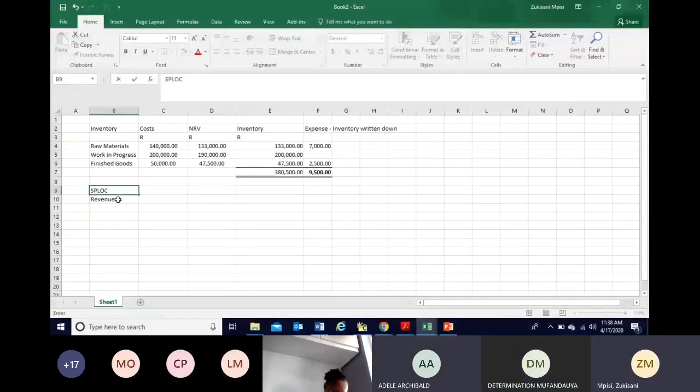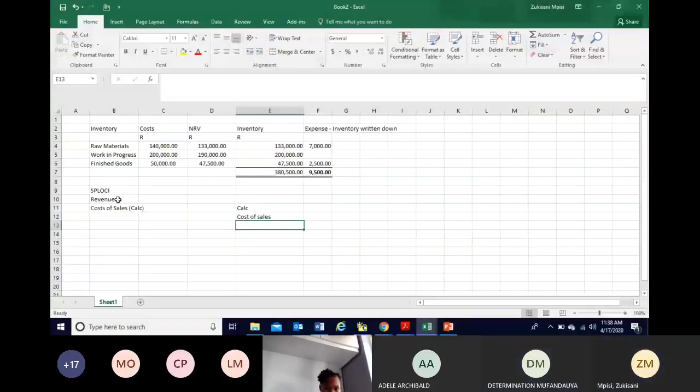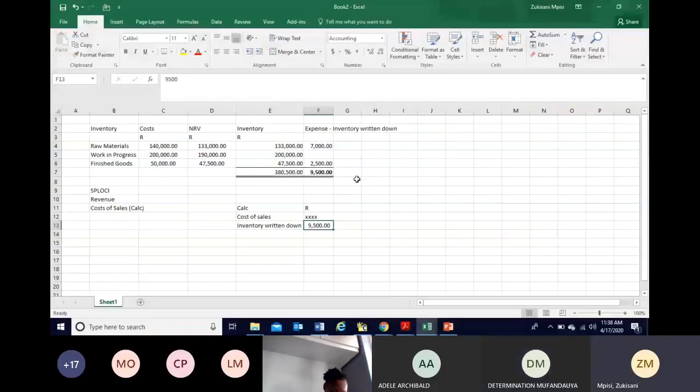This 9,500, when you are doing your statement of profit and loss and other comprehensive income, you'll say revenue, you'll say cost of sales, and then on your cost of sales, you'll have a calculation that you will refer to here. And then on your calculation, which is the calculation of determining the cost of sales, you will indicate that, so you'll have a balance here, whatever balance it is that you will have for cost of sales. Then you will indicate that you also have got inventory written down, which is an expense, and this is going to be your 9,500, which is the inventory that is written down from your raw materials and from your finished goods.